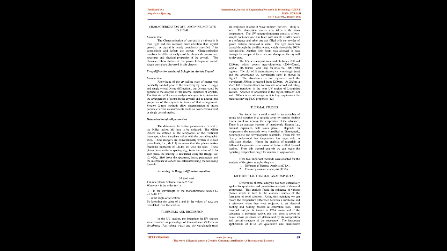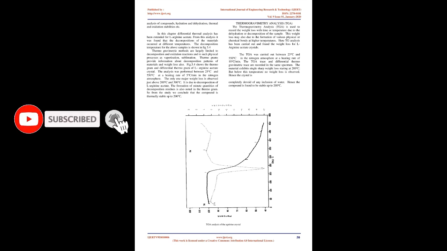The UV-Vis analysis was made between 200 and 1200 nm, which covers near ultraviolet, 200-400 nm, visible, 400-800 nm, and then far infrared, 800-1200 nm regions. The plot of percent transmittance versus wavelength, nm, and the absorbance versus wavelength, nm, is shown in Figure 5.3. The absorbance is not registered until the wavelength 300 nm is reached from 1200 nm. At 245 nm a sharp fall of transmittance to zero was observed, indicating a single transition in the near UV region of L-Arginine acetate. Absence of absorption in the region between 400 and 1200 nm is an advantage, as it is a key requirement for materials having NLO properties.